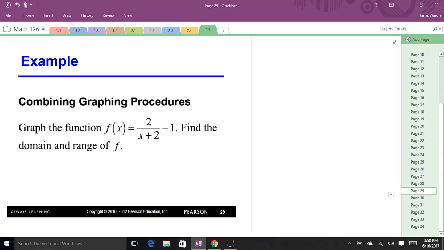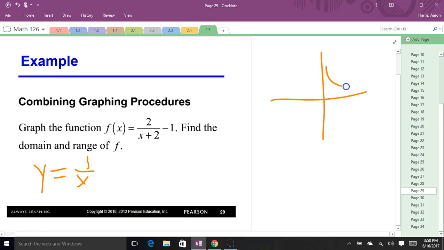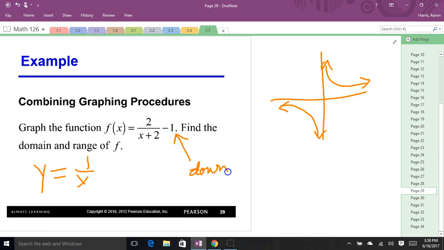Alright, that brings us to combining some graphing procedures. If you're looking at this function, hopefully you're thinking about y equals 1 over x as your parent function. So here's your y equals 1 over x, and you're going to be manipulating this. What are your shifts and all that? First of all, that's going to go down 1, so that's your vertical shift down 1, which many students consider the easiest one.